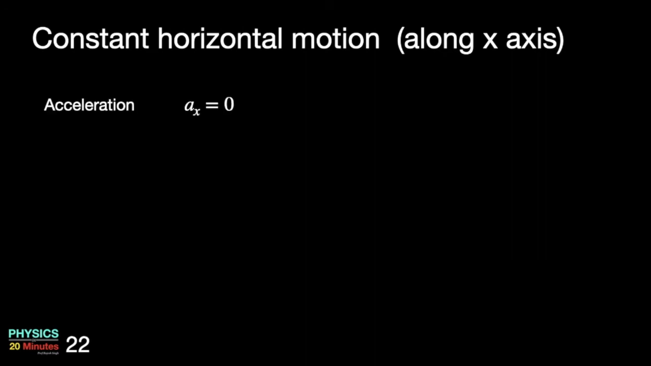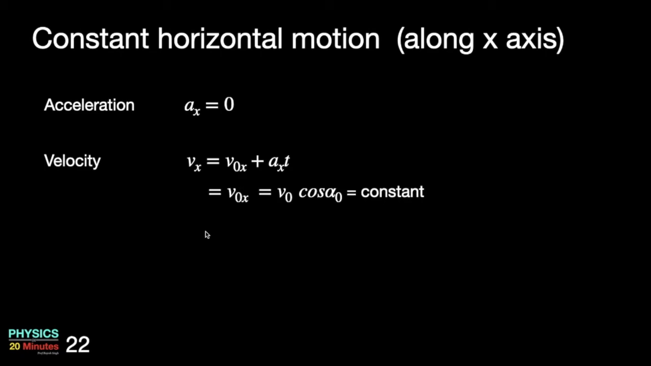So the acceleration along the x-axis, ax, is 0, there is no acceleration. Velocity along the x-axis, vx, is v0x plus axt, but since ax is 0, velocity at any position x is v0x, which is nothing but v0 cos alpha 0. We have seen that v0 and alpha 0 are constant, and therefore the x component of velocity remains constant all throughout.